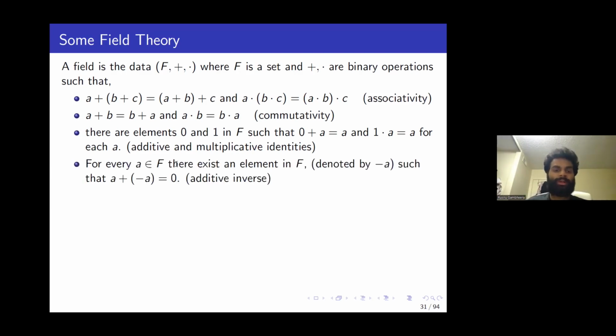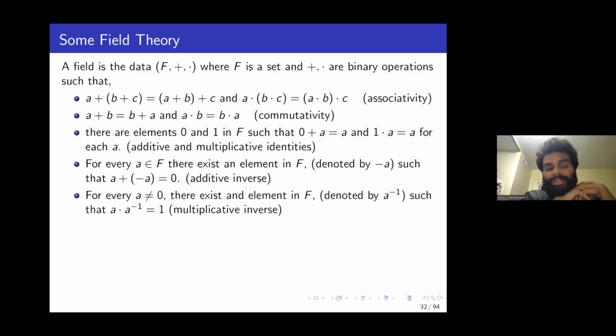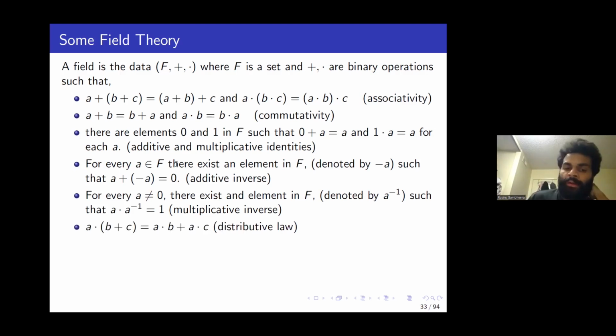And also, for any element A, there should be an additive inverse, so when the addition operation is done, they should vanish. There should be a multiplicative inverse as long as the element is not 0. And we should have compatibility between these two operations, so they should behave nicely, which means they should satisfy the distributive law.